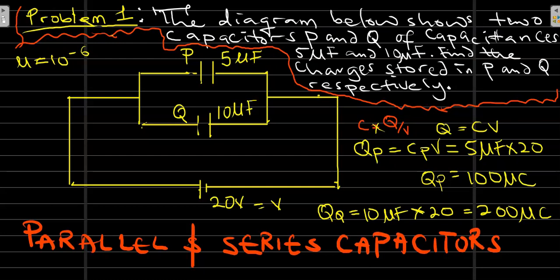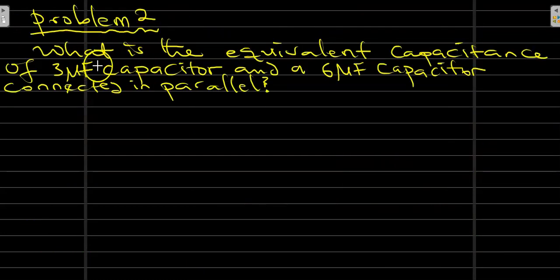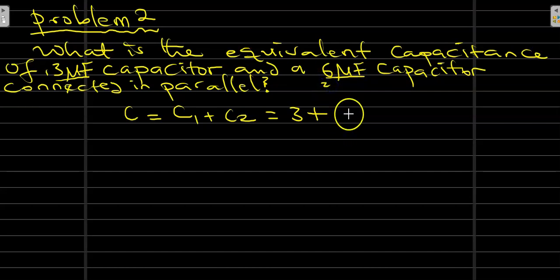Now let us move to another problem. Problem 2. What is the equivalent capacitance of a 3 microfarad capacitor and a 6 microfarad capacitor connected in parallel? Two capacitors are connected in parallel. The formula that we are going to use is C equals C1 plus C2. Here, 3 microfarad is C1, and C2 is the 6 microfarad. Therefore, 3 plus 6 is going to give us 9 microfarad, and this is our final answer.